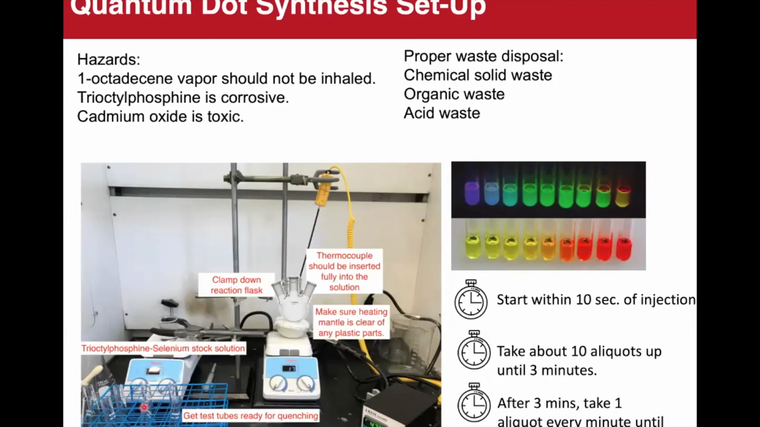into. And given what you know about crystallite growth as a function of time, we'll ask you to take about 10 to 15 aliquots within the first 3 to 5 minutes after the injection of selenium to see this distribution of the colors.